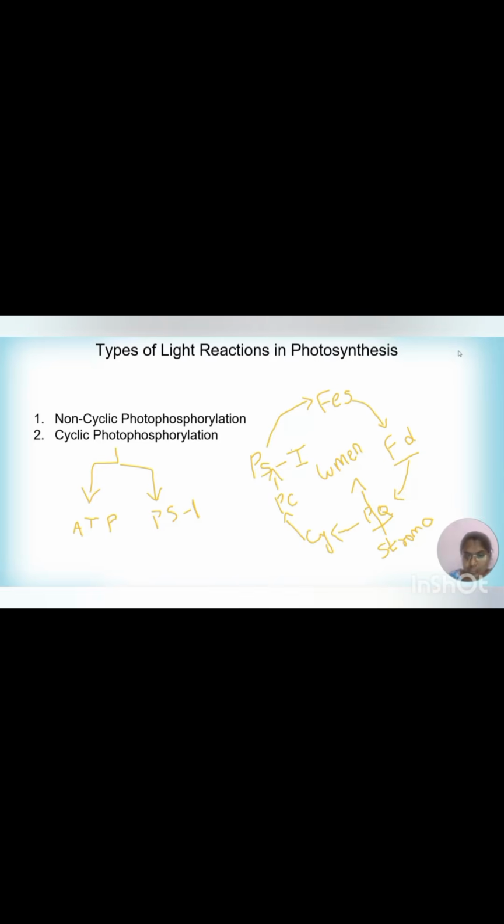In this cyclic photophosphorylation, only two molecules are required, PS1 and ATP. So where is ATP involved? When the electrons reach ferredoxin, this ferredoxin transfers the electrons to plastoquinone. Here we need the ATP. This ATP, the adenosine triphosphate, loses one phosphate molecule. This adenosine triphosphate molecule, the energy molecule, is converted to adenosine diphosphate because one phosphate molecule is released. So this is cyclic photophosphorylation.